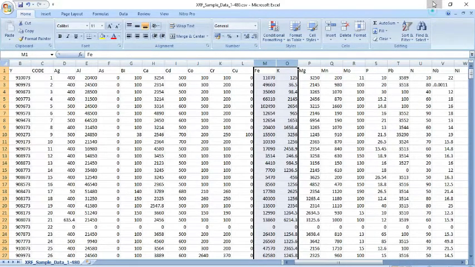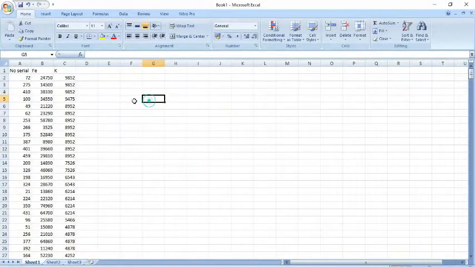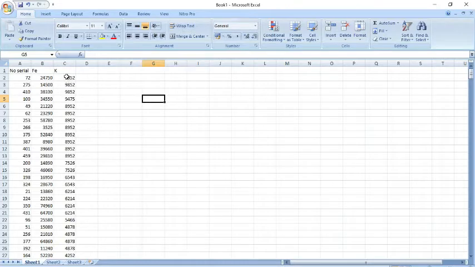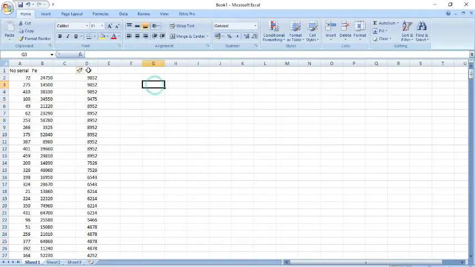So we've copied this out. We want to rank it. So this is actually what we have here. First of all, we've arranged those numbers. This is the serial number, but we've arranged it from largest to smallest number. So first of all, we are ranking K. We want to rank K.